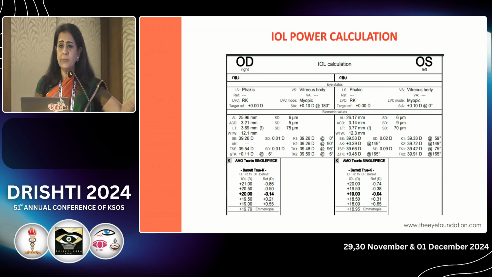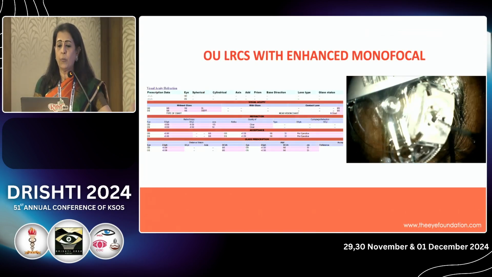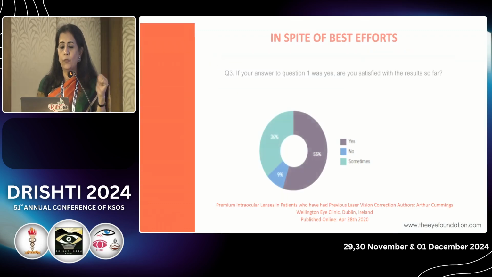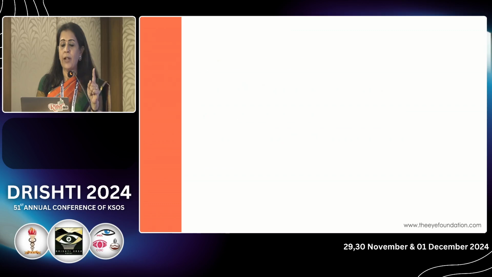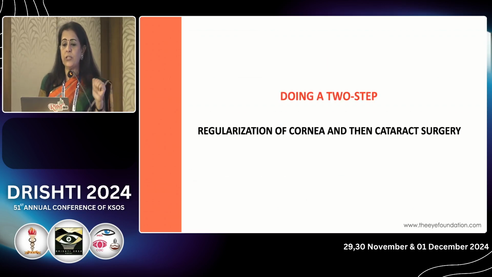So what has been done is you look at the Barrett True K for the RK calculation, look at the topography, and herein again we did an LRCS with an enhanced monofocal IOL. In spite of your best efforts, you need to tell the patient there could be residual error, you may need refractive enhancements, and in an RK we need to understand for the next 2-3 months after cataract surgery there could be a transient hyperopic shift, so you have to wait till then and then treat the refractive stability, which could be a flap lift, which could be a repeat PRK, or it could be an IOL exchange.